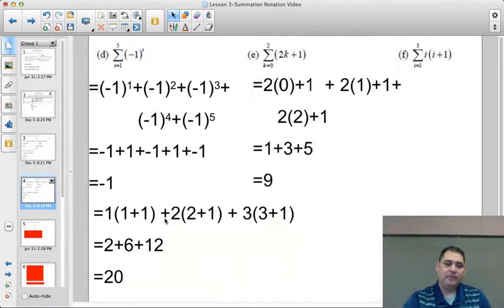So let's see what we get. 1 times 1 plus 1. So 1 plus 1 is 2. 2 times 1 is 2. Then you're going to put 2 in wherever you see an i.